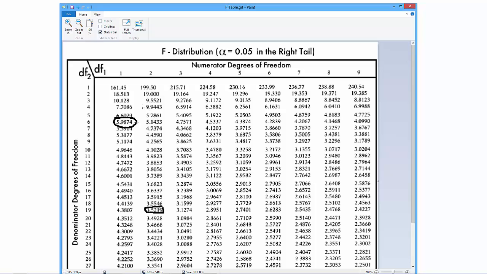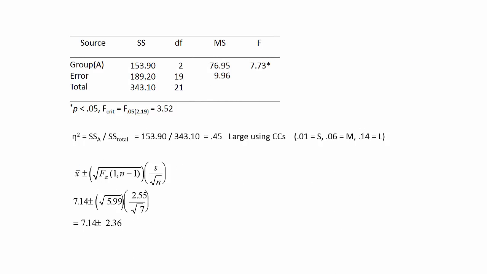So when you do the confidence intervals, you're going to have to look up the degrees of freedom with 1 degree of freedom and then however many you have for that group. So here it's 7 people, 6 degrees of freedom. So with 1 and 6 degrees of freedom, the F crit is 5.99. With that value in place, we take the square root of that, do all the math here, and we get 7.14 plus or minus 2.36.